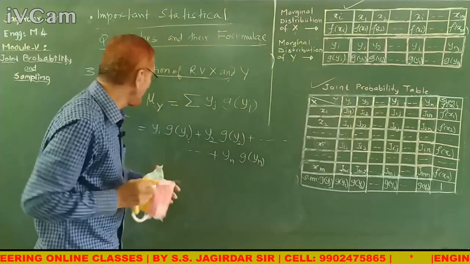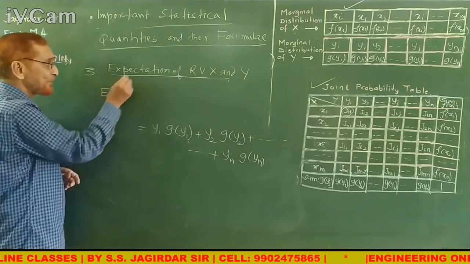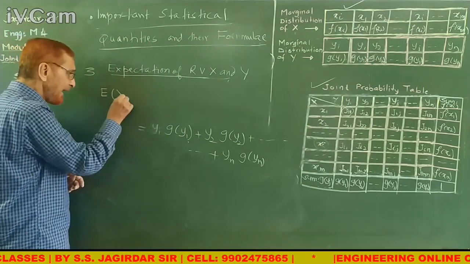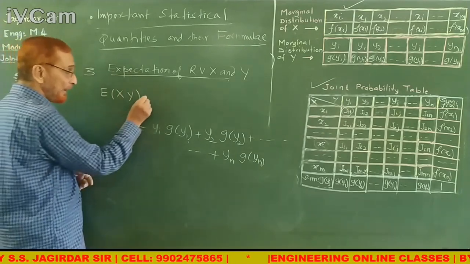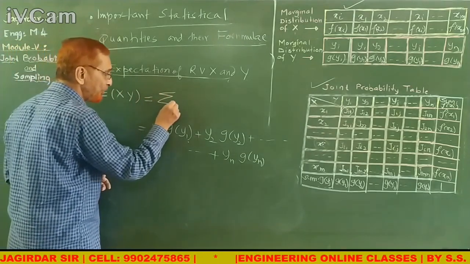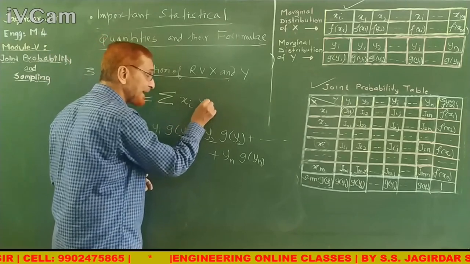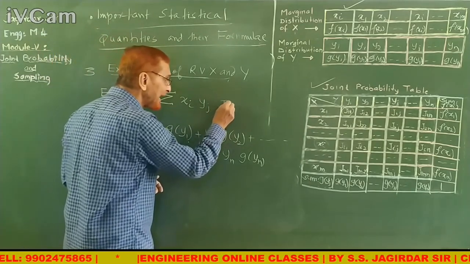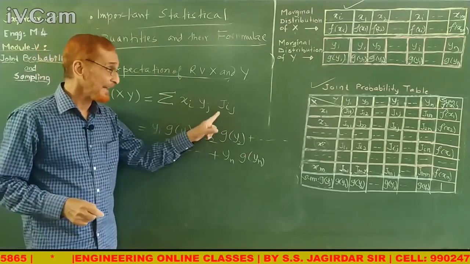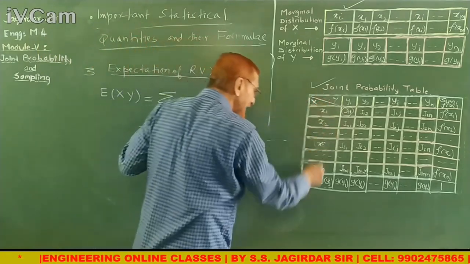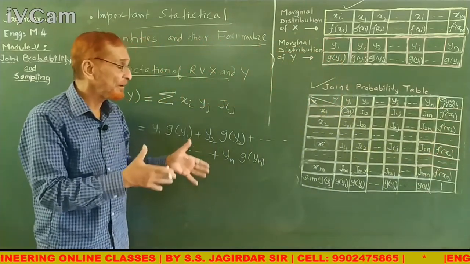So, here is how the symbol and formula are built up. The symbol for the joint probability expectation of X and Y both is E of XY. You see, no comma is inserted here. E is equal to sigma of XI, YJ and JIJ. This is the summation of the product of these three. You will get JIJ from this table. Xi values are here, yj values are here, and all the jij values are in each block of the table.